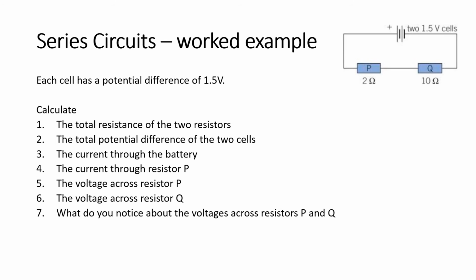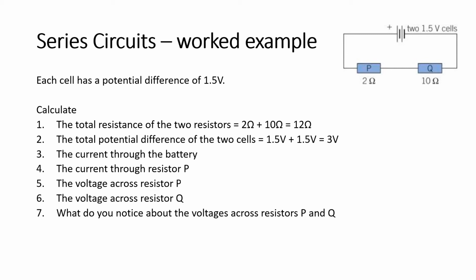So first of all, for the total resistance, question 1. All you do with resistors in series is add them up. So in this case, the total resistance is going to be 12 ohms. The same happens for the cells for question 2. The two cells are in series with each other, so they just add up too. So you've got 1.5 plus 1.5, which gives us 3 volts.